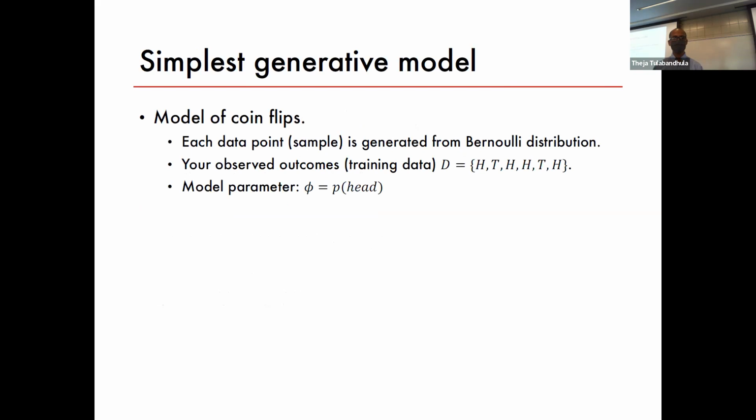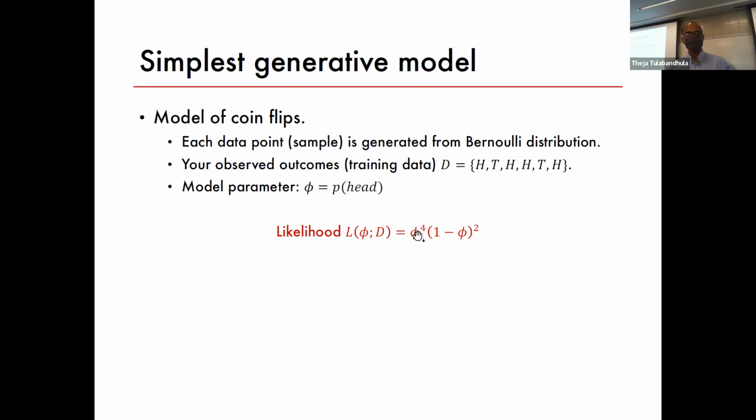So let's say we have coin flips, as in the example from the assignment as well as the lecture. We have training data: head, tails, head. Our model parameter is phi, the probability of head. Then the likelihood is basically just: how many heads happened? 4. How many tails happened? 2. And so it's phi to the power 4 times 1 minus phi to the power 2. This is the likelihood.